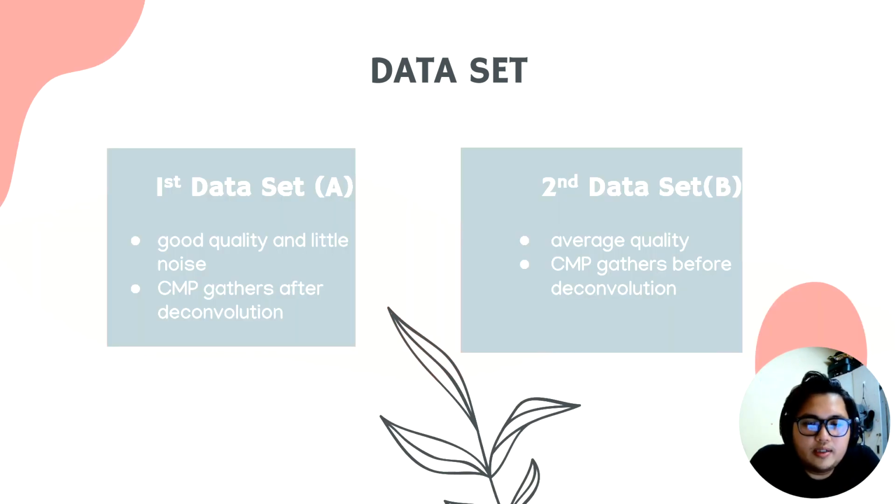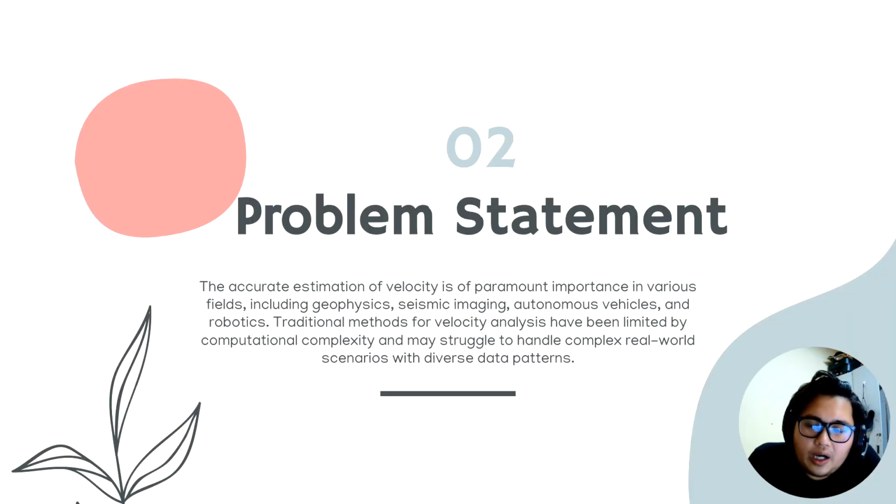As been mentioned before this, there are total of 5 pre-stacked data, and is divided into two. The first dataset is known as dataset A, which they have the characteristic of the good quality and a little noise, and also the CMP gather after deconvolution. While for the second dataset, which is known as the dataset B, it has the average quality and also the CMP gathers before deconvolution.